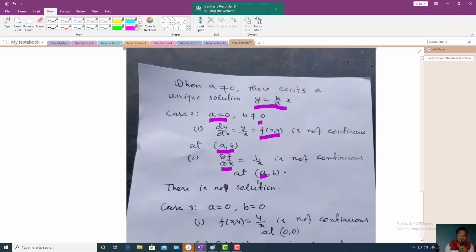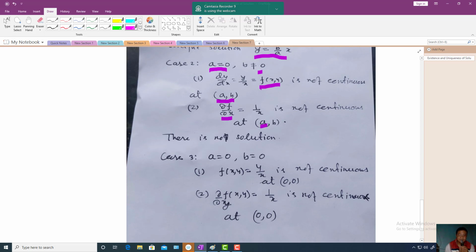So what does it say? It says nothing about the existence and uniqueness. There may be a solution, there may not be a solution passing through that point. There may be infinite solutions. Let us see in this case what happened. In fact there is no solution in this situation. In the earlier case there was a solution, but here there is no solution.